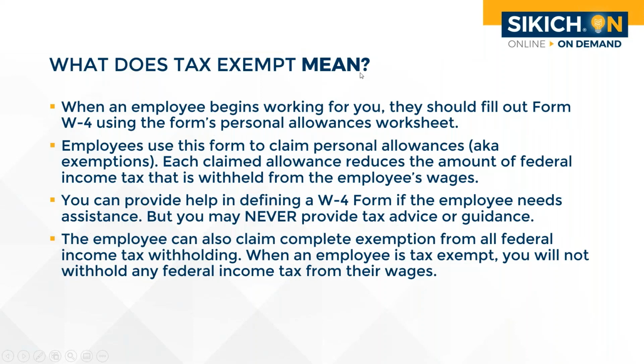When an employee begins working for you, of course, they have to complete a W-4 form. Employees can use this form for personal allowances as well as claiming exempt. You can provide a definition as to what a box number is on the W-4 form, but you can never, ever provide tax advice or guidance. It will leave your company in a liability situation.